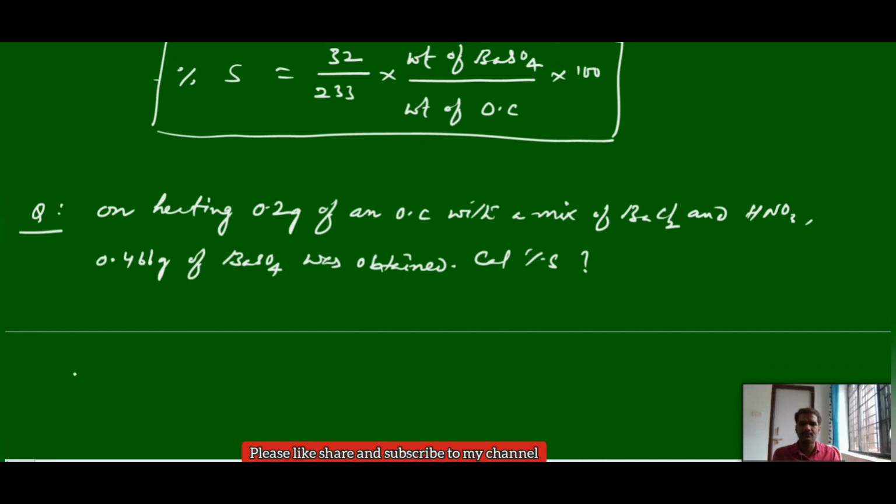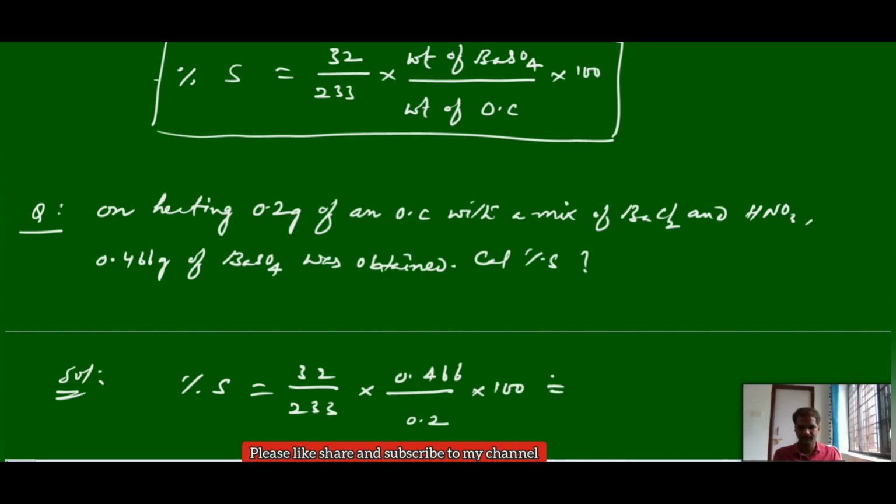That you can substitute in that formula. Percentage of sulfur is equal to 32 by 233, the weight of barium sulfate formed 0.466, by the weight of organic compound given 0.2, into 100. So you will get approximately 32%. Just if we simplify this, 233 into 2, you will get 466. They will cancel out. So 100, 32, you will get.